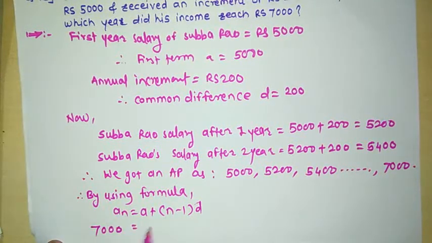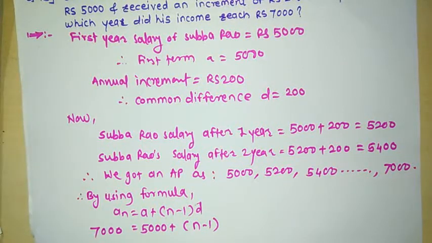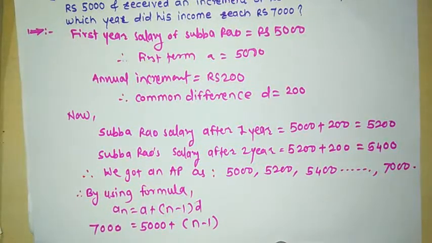An is equal to 7000. And what is the first term here? First term is 5000 plus n minus 1, as it is, because which term we have to find, that is the value of n we have to find here. And what is the common difference here? Common difference is 200. Put here 200.